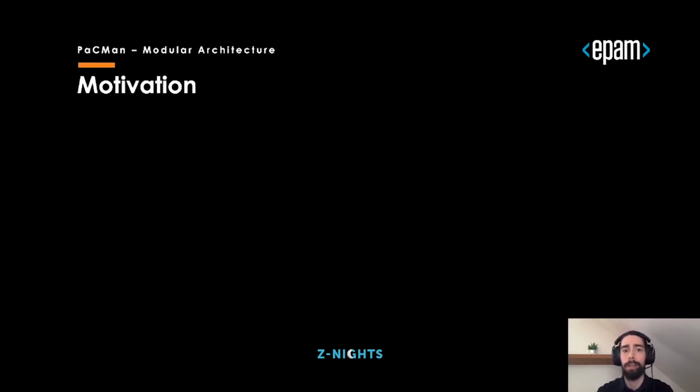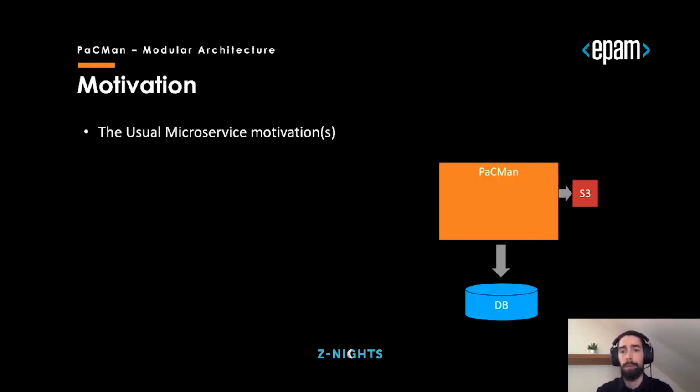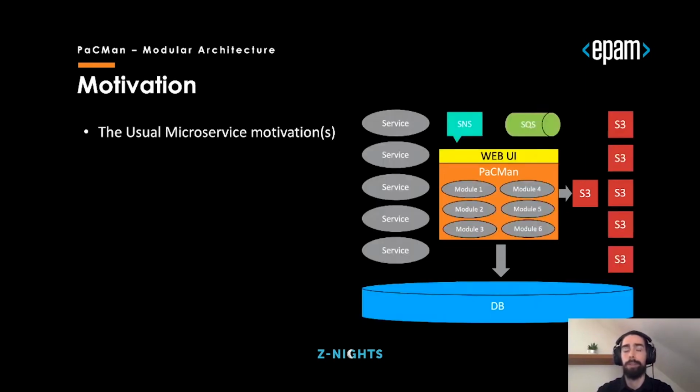So why split up the application? In the beginning, we had a simple service that was something like this, just a simple DB and a simple S3 bucket for our publishing. Then came other requirements, other modules that somewhat complicated the picture. So we quickly realized that we have the common microservice splitting motivations, because these modules were decoupled and self-contained, and these could be deployed independently.